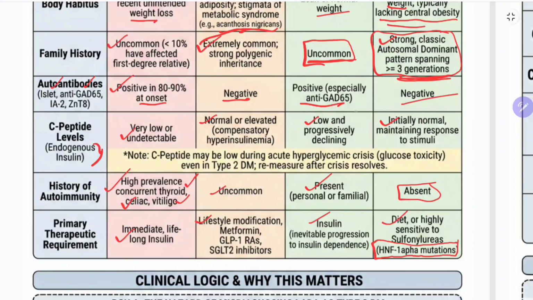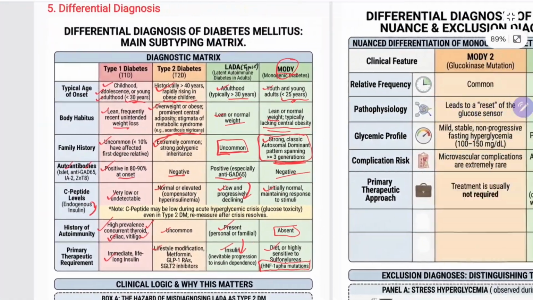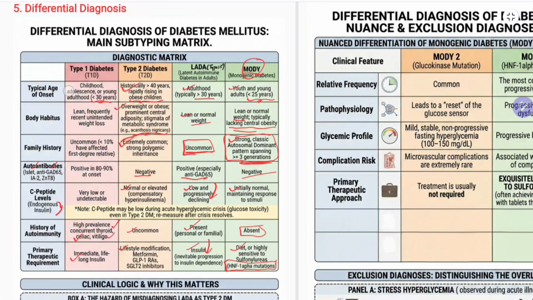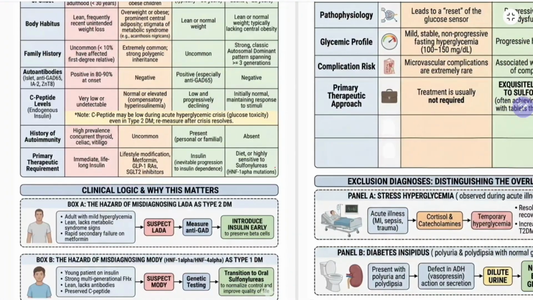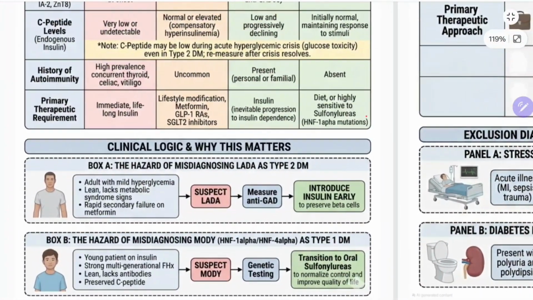So LADA patients initially will respond to these oral antidiabetic agents, but very soon they will move on to insulin. Okay, that is how they behave. That's about the 4 major different types of diabetes mellitus. So type 2 diabetes mellitus, more and more it is occurring in children also because of obesity. Obesity is rising in children also.